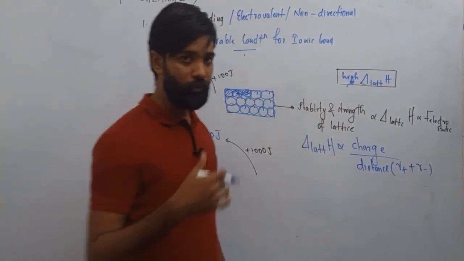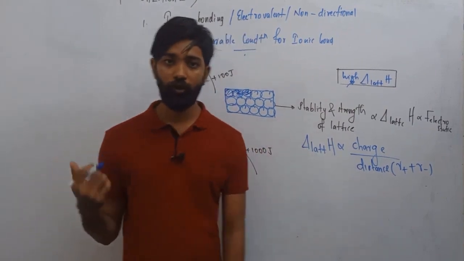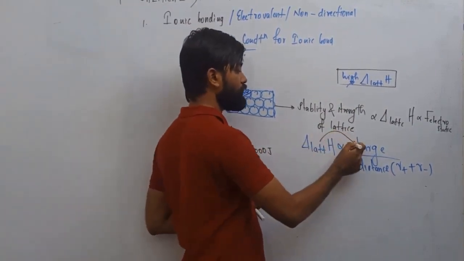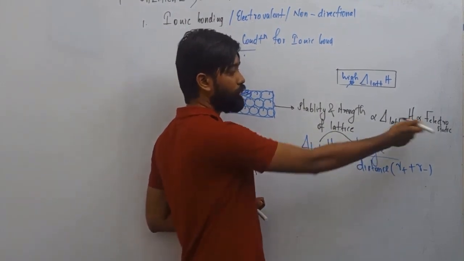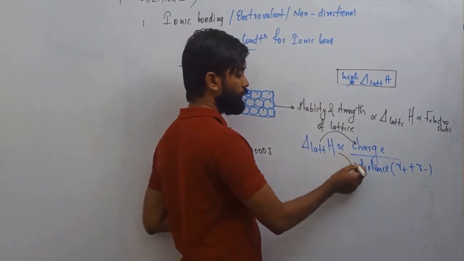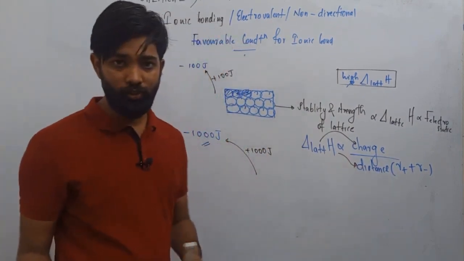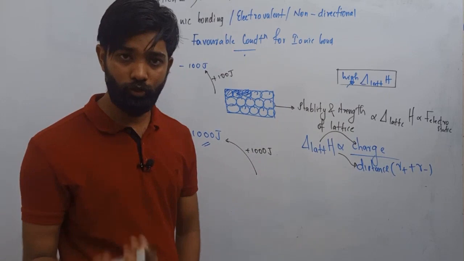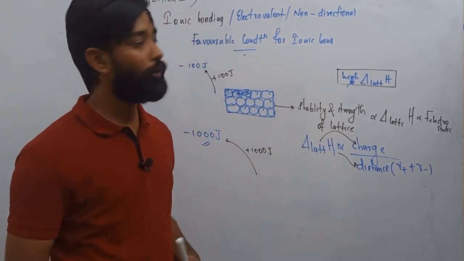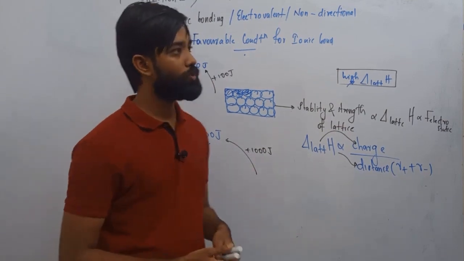If some questions ask you to arrange the following in order of lattice energy, then you can use this criteria. The greater the charge, the greater the force of attraction, which means greater lattice energy and greater stability. The lesser the distance, the greater the force of attraction, then the greater the lattice energy and greater the strength. Fine, so this much is enough.